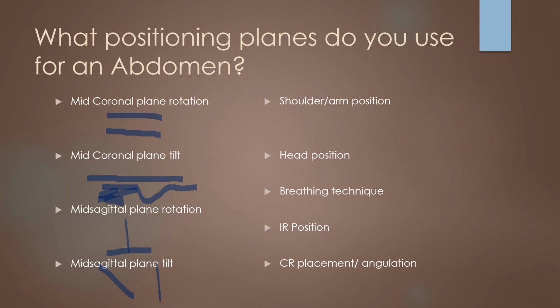Shoulder and arm positions, these just need to be to the patient's side. Above the head is fine, but at least to the patient's side. Head position, we're not so interested in that for the abdomen. Breathing technique, you're actually going to want to expose your abdomen on the second full expiration. IR position, if it's a supine, you need the bottom of that IR just distal to the pubic symphysis. If it's an erect, you need it just superior to the diaphragm, or at about T10. CR placement is going to be perpendicular, no angulation, and centered to the IR.